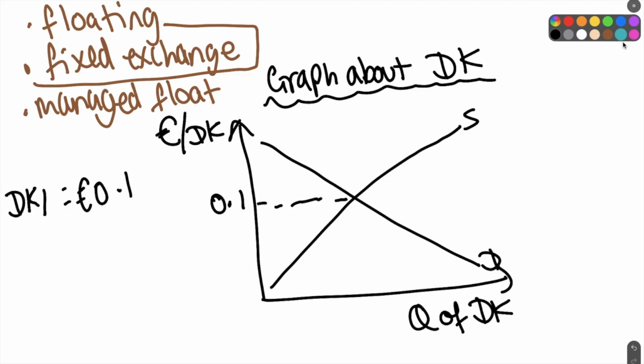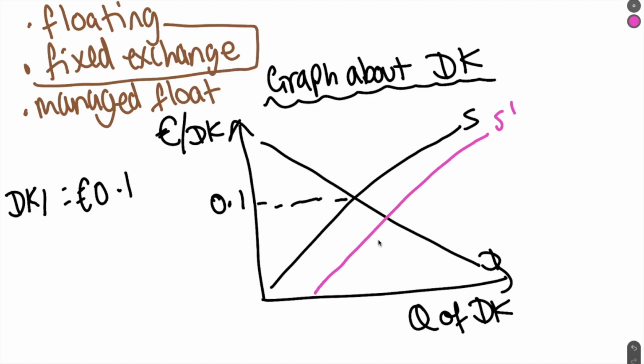So for example, let's say that people in Denmark suddenly demand a lot more goods from a European country. So I don't know, Germany, for example. Well, if they suddenly demand a lot more goods from Germany, they need to change up their Danish kroner for euros. Well, if they do that, they're supplying their Danish kroner, and you'll see that this happens, okay?